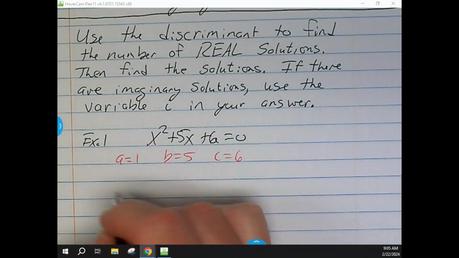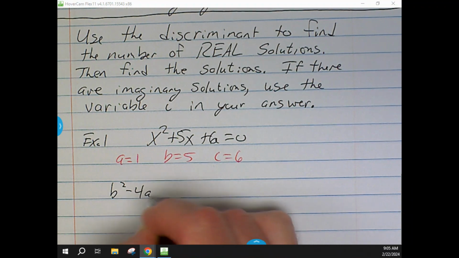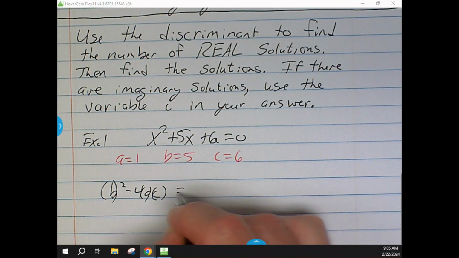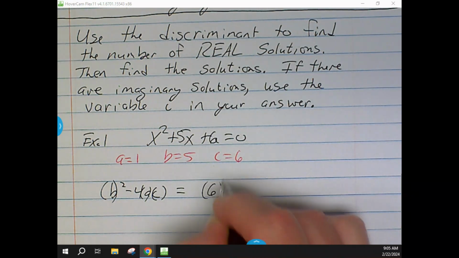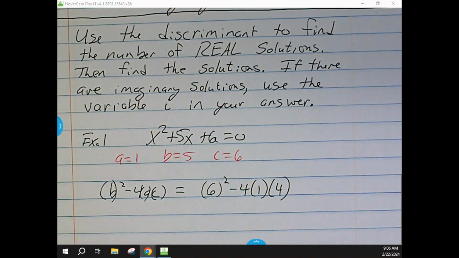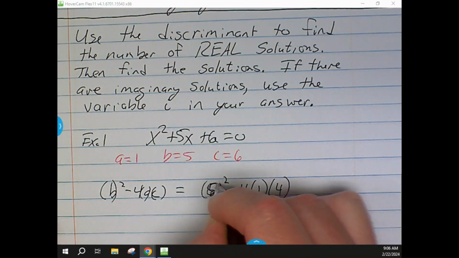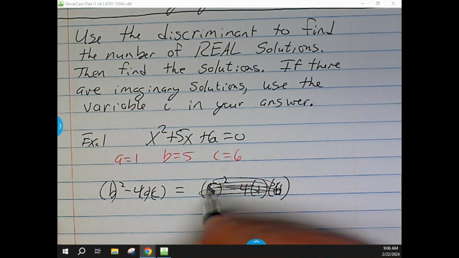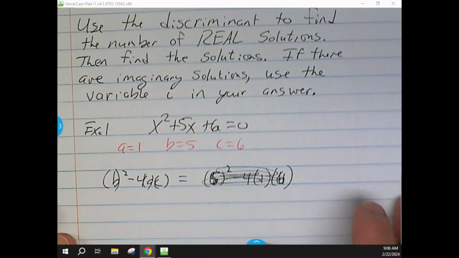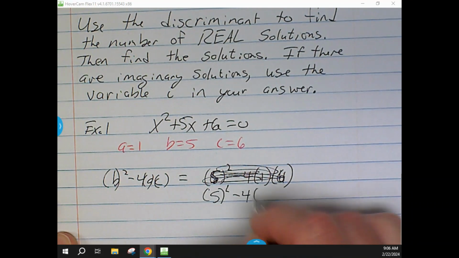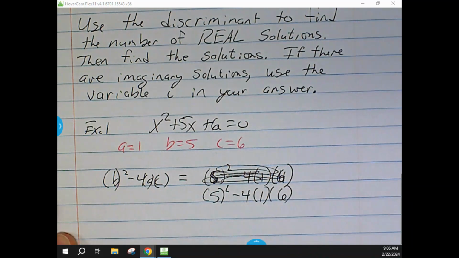So that's b squared minus 4ac. And again, if you put those numbers in parentheses, that is 5 squared minus 4 times a times c. Sorry, let me try that again. That's 5 squared minus 4 times a times c. When I wrote it down, I was like, that's not right.